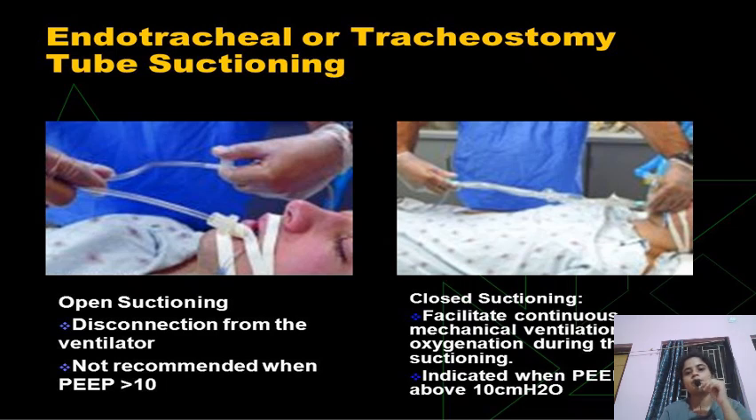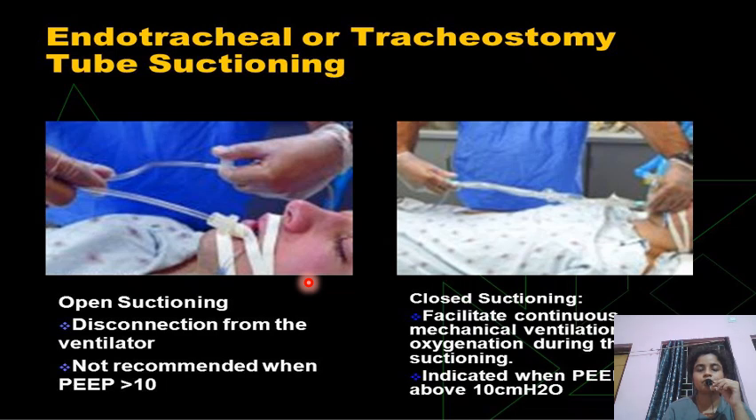Then there are two types of suctioning methods. One is open suctioning, another is closed suctioning. Open suctioning is always a sterile procedure. Here you have to disconnect the patient from the ventilator for some time, and then do the suction. While suctioning, you move in a circular motion. Don't apply suction while moving in. Always apply suction while taking it out. First insert the suction catheter into the endotracheal tube, then withdraw it.